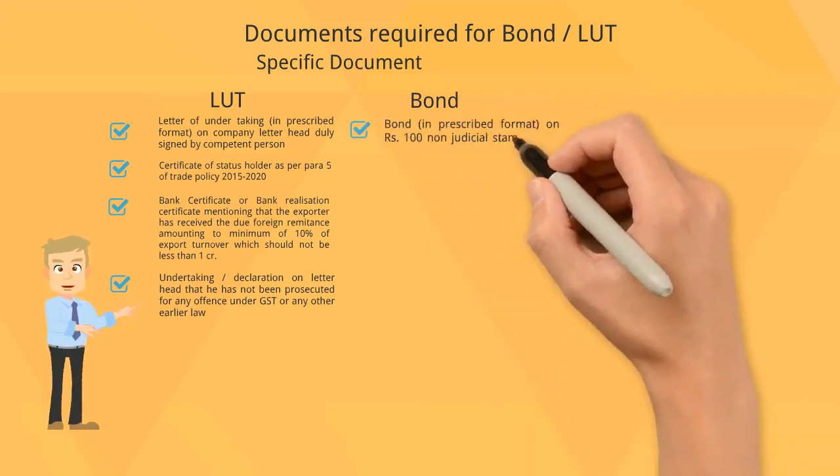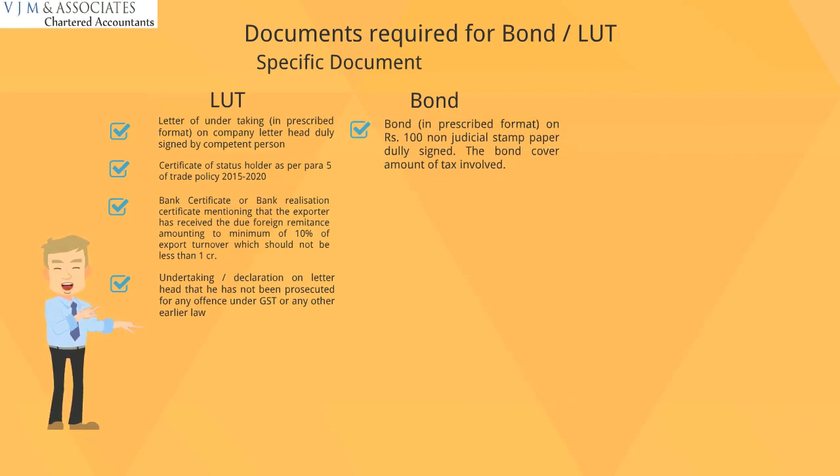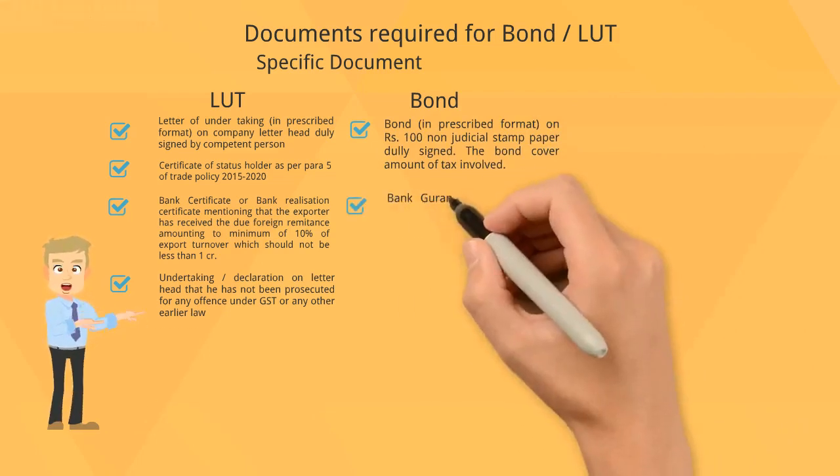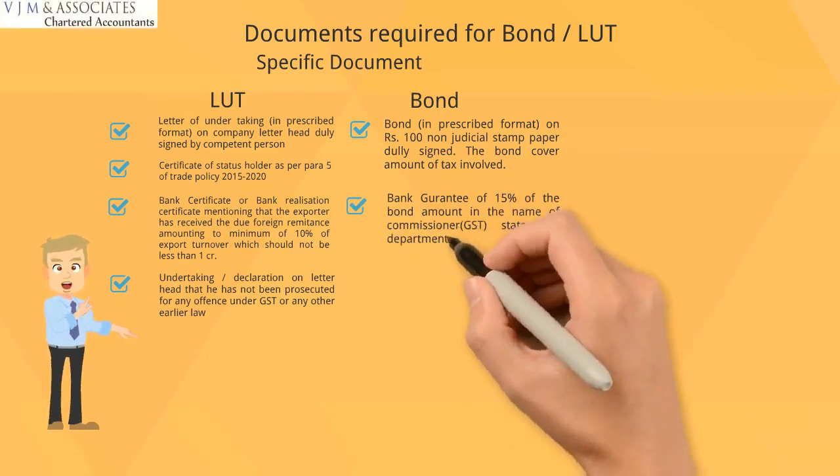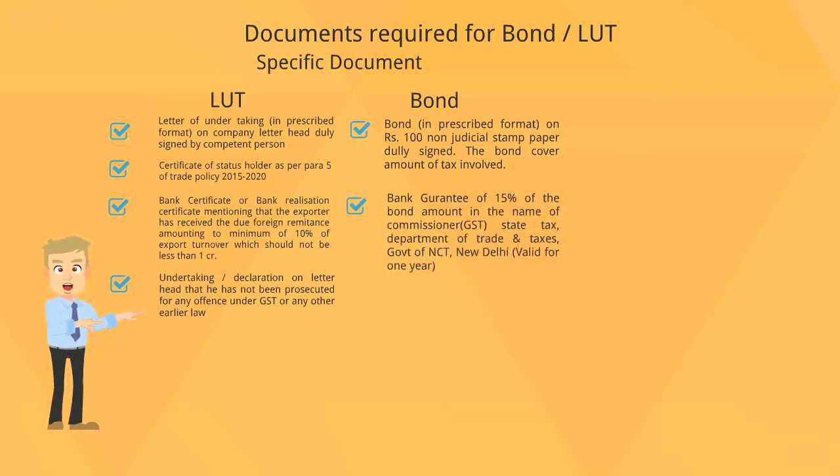Specific documents required in case of bond: Bond, in the prescribed format, on 100 rupees non-judicial stamp paper duly signed. The bond covers the amount of tax involved. Bank guarantee of 15% of the bond amount in the name of Commissioner, GST, State Tax, Department of Trade and Taxes, Govt of NCT, New Delhi, valid for 1 year.